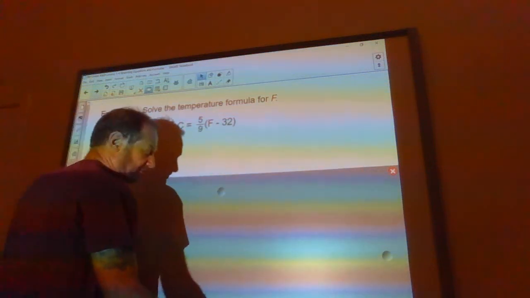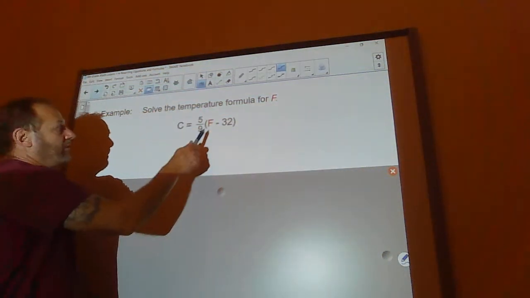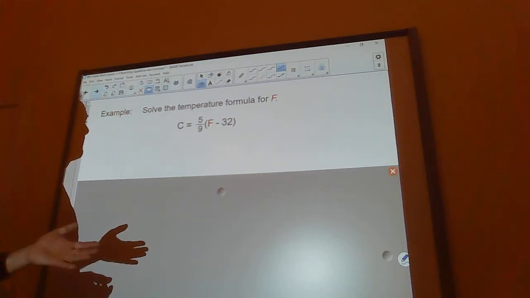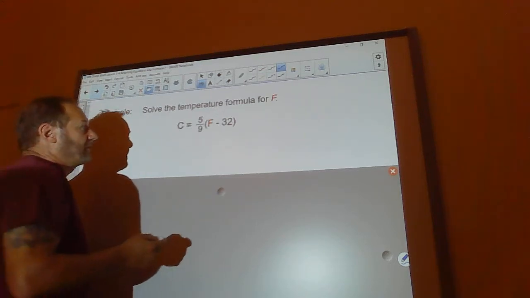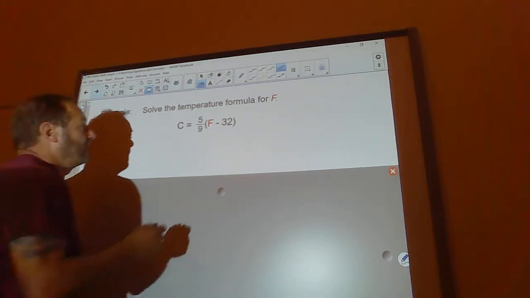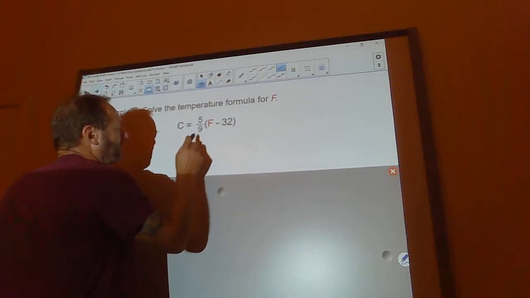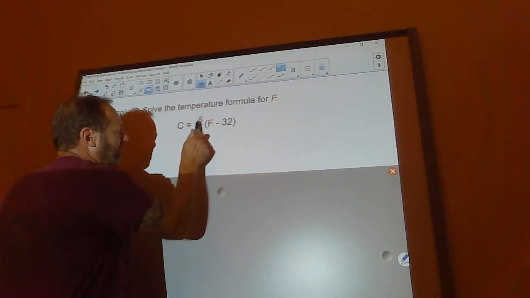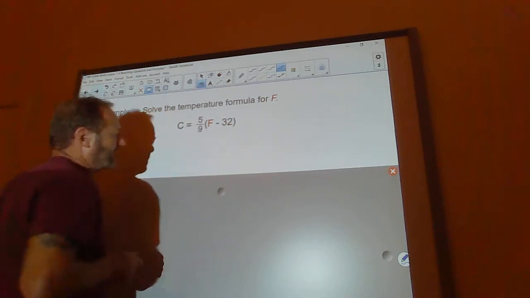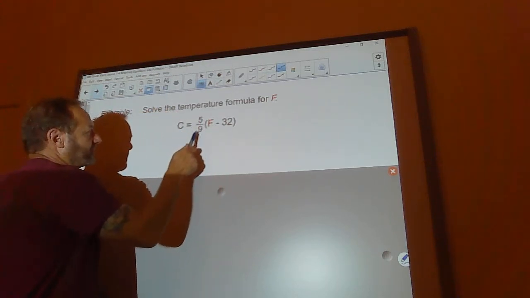But I want to solve this for F. This would be an equation where you know what the temperature is in Fahrenheit, what is it in Celsius? So I want the equation where I know what it is in Celsius, what is it in Fahrenheit? Okay, so I've got to get F by itself. So here's what I've got to do. See, this is multiplication, division, and then I've got parentheses and I've got the subtraction here. I've got to get rid of this first.